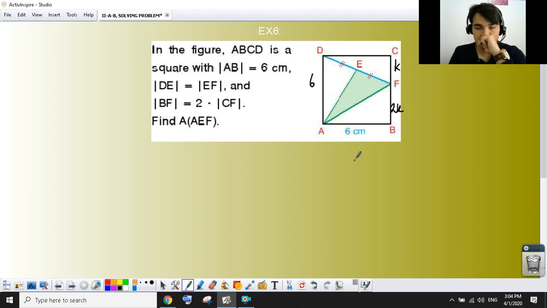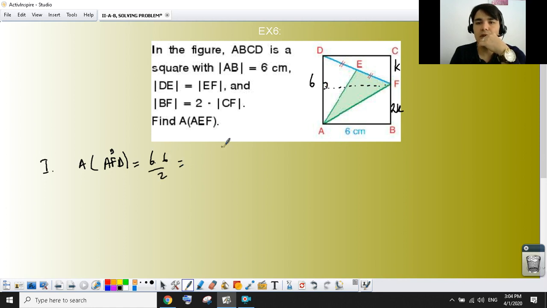So here I'm going to use another way instead of using CF and FB. What is the area first? What is the area of triangle AFD? The base times height over 2, right? What is the base of the triangle? 6. What is the height of the triangle? AB, right? It's also 6.